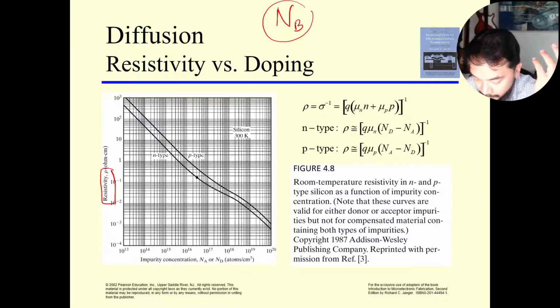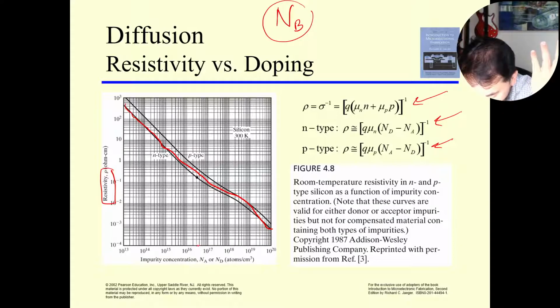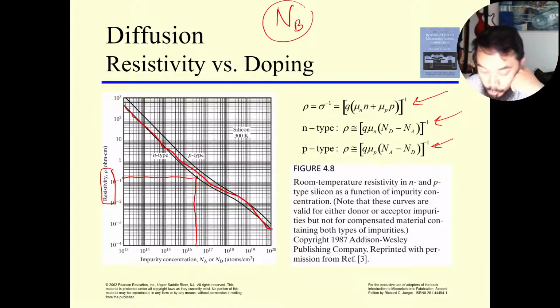This makes our life easier so that we don't have to calculate, because in reality we have to calculate based on this equation for n-type. If your wafer is already doped n-type, you follow this line, and all you need to know is the impurity concentration NB. So if your NB is 3 times 10 to the power of 16, then you know that the resistivity of your wafer should be around this value here, 10 to the minus 1 ohm-cm.